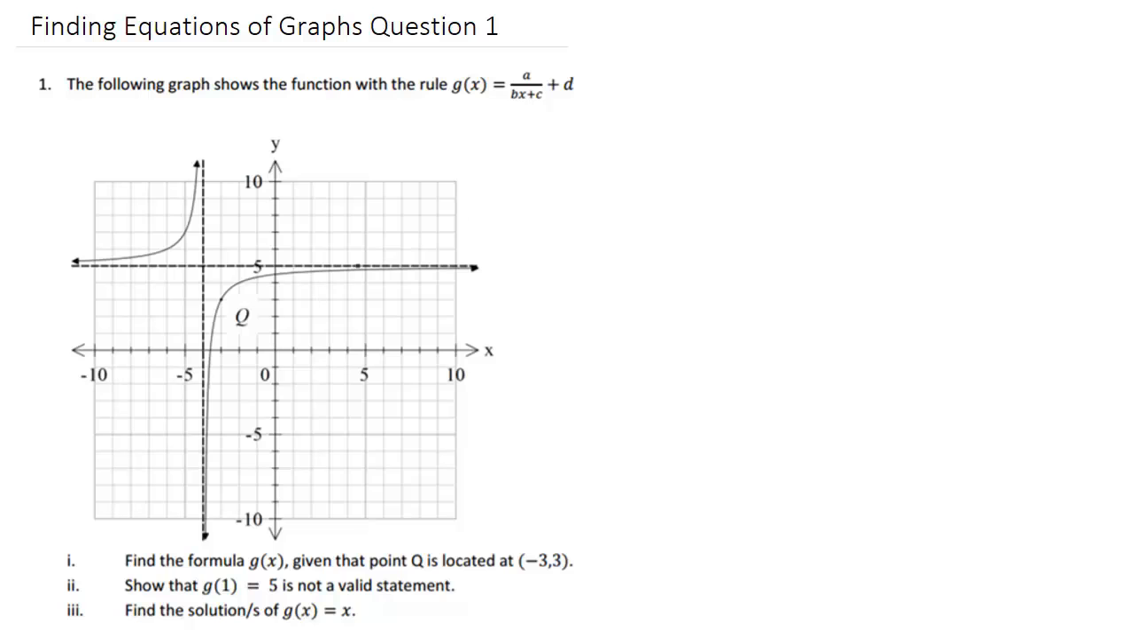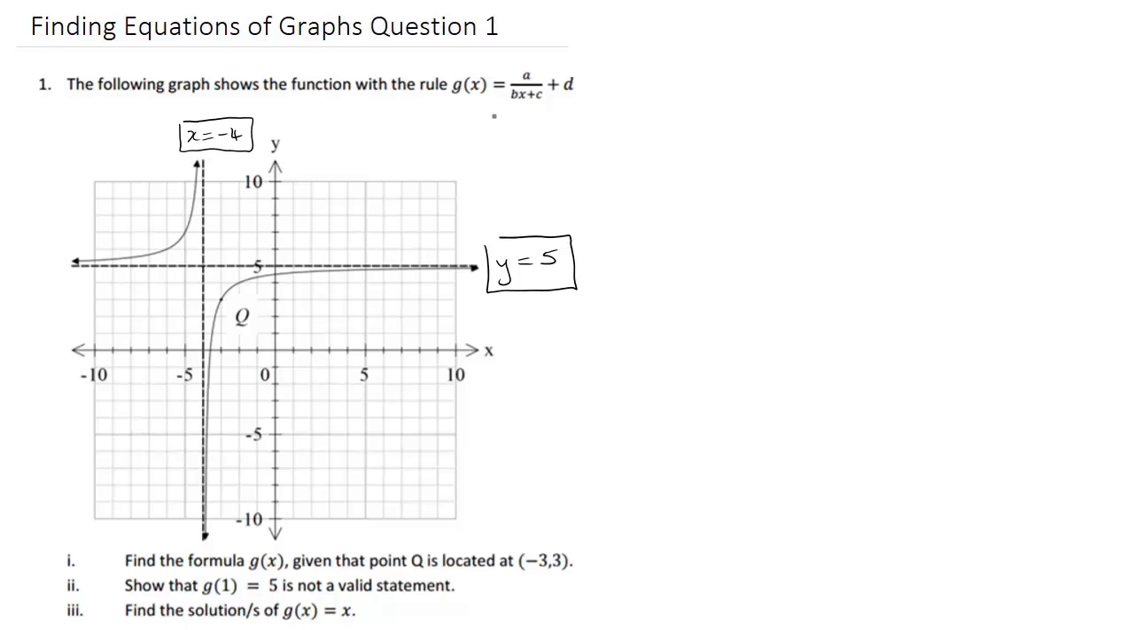So what we're going to do is you need to obtain the rules for your asymptotes. So you can see that this vertical line here, this is an x asymptote. So that means that x is equal to -4. That's the equation of the asymptote. And up there, we've got y is equal to 5.